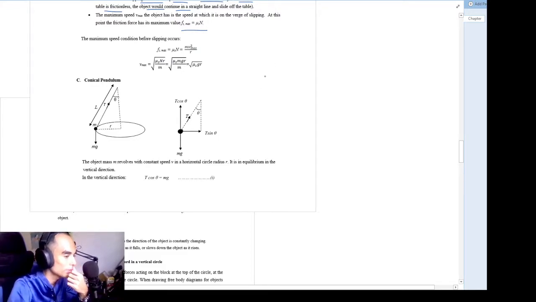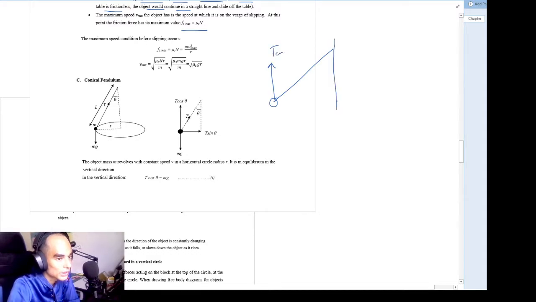Have you learned conical pendulum before? Yes, sir. Okay, so for a conical pendulum you just make a free body diagram. Pointing up will be T cos theta, where theta is the angle over here. Then mg points down this way, and the centripetal force is T sin theta. The theta is over here.